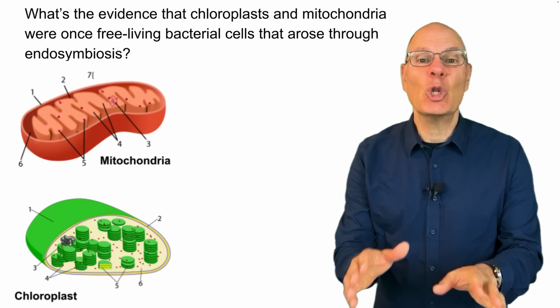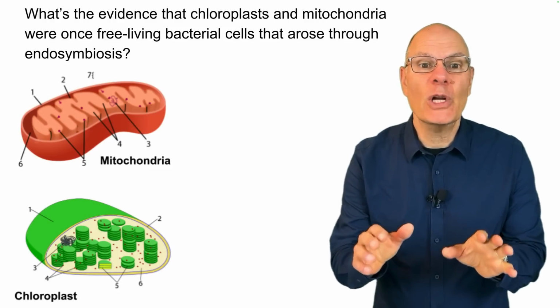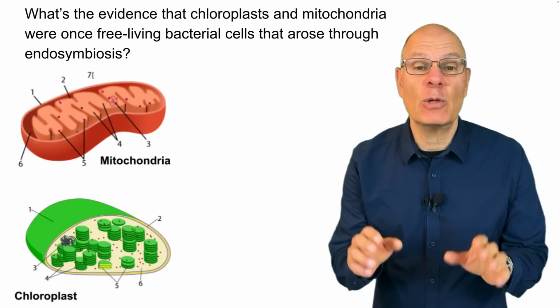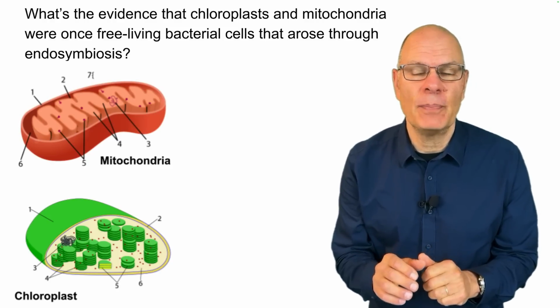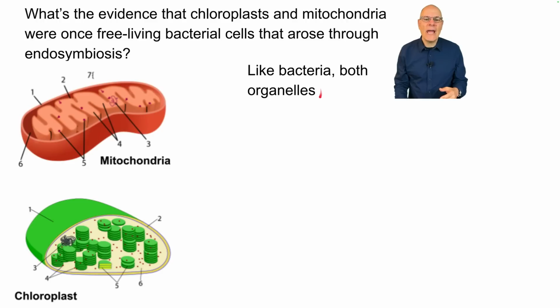What's the evidence that chloroplasts and mitochondria were once free-living bacterial cells that arose through endosymbiosis? What's the evidence for this idea? Like bacteria, both of these organelles, mitochondria and chloroplasts, have their own circular DNA.